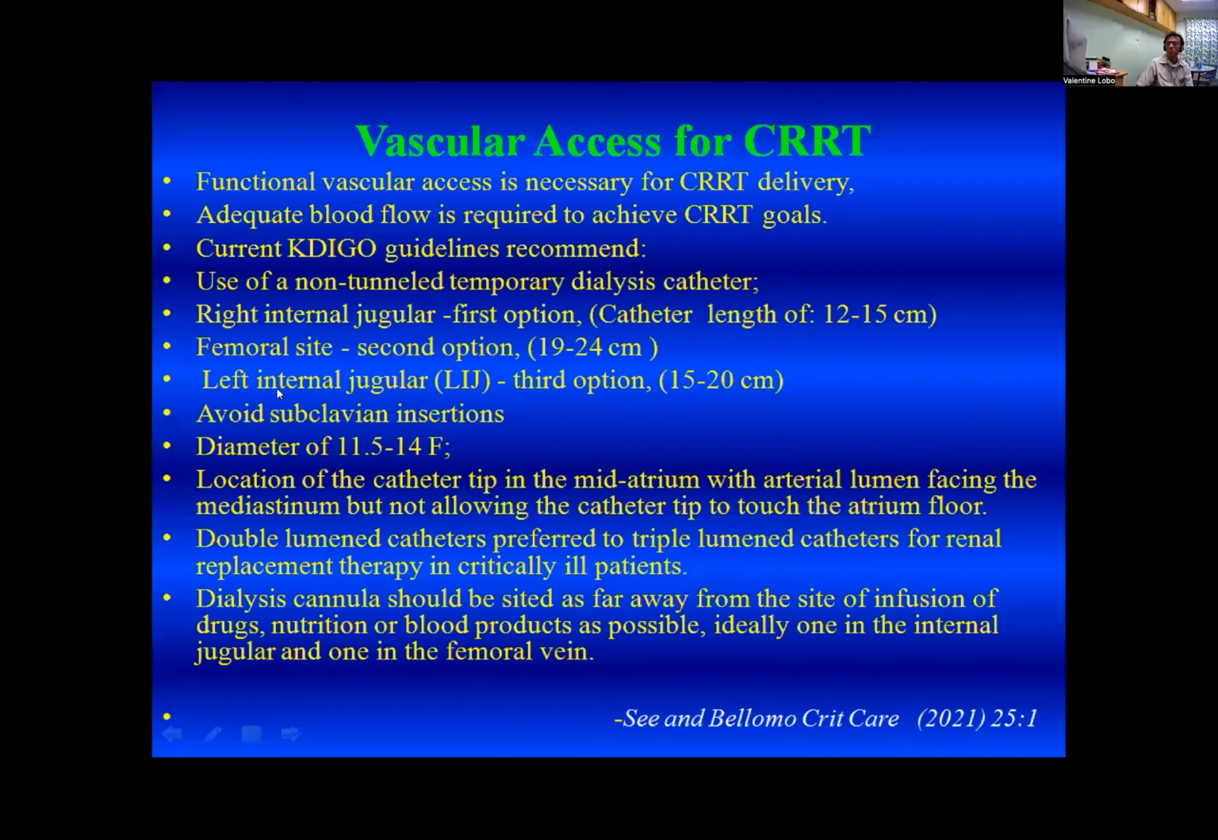So catheters need to be chosen for site. If they are placed in the right internal jugular vein or the left internal jugular vein, the tip of the catheter should lie within the right atrium, but not touching either the walls or the floor of the right atrium. The diameter should be 11.5 to 14 French, and we prefer double lumen catheters to triple lumen catheters. And ideally, a dialysis catheter should be sited as far away from infusion of drugs, nutrition, or blood products as possible. If we are using the internal jugular for one of these, then we need to site our renal replacement therapy catheter in the femoral vein.